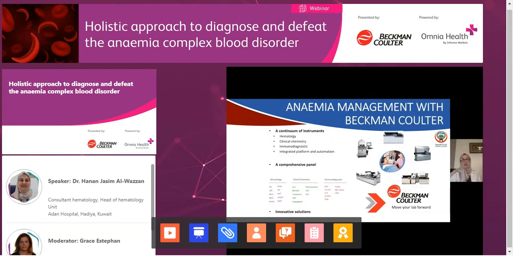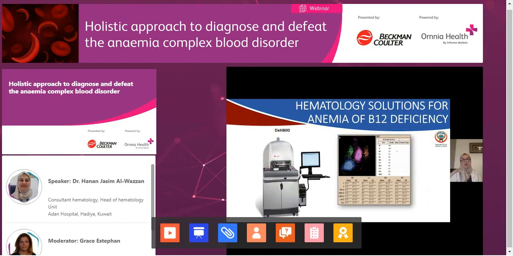So the anemia management with the solution of Beckman Coulter is a combination of hematology, clinical chemistry, immunodiagnostic, and automated systems. It is a comprehensive panel with all the hematology parameters needed for diagnosis of anemia, chemical parameters, and immunoassays also. It is an innovative solution with good and rapid test results.